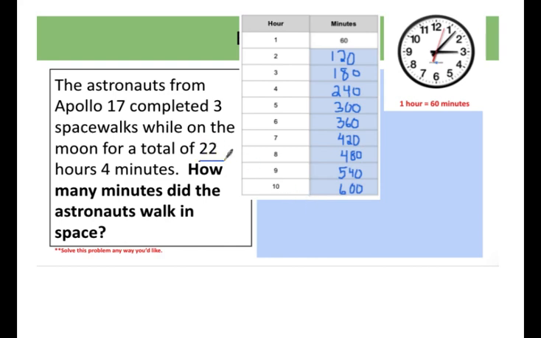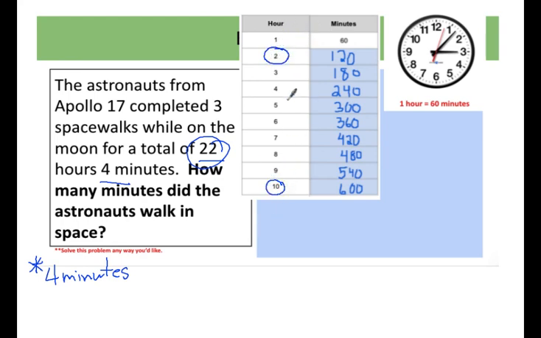Now, it wants 22 hours and 4 minutes, right? We don't need to convert the 4 minutes, so I'm just going to put it here on the bottom so I don't forget. Put a little asterisk there. And I have to find out how many minutes 22 hours is. So how about if I look at 10 and 2?